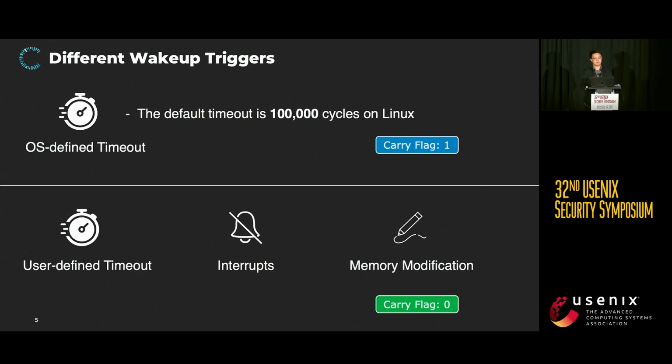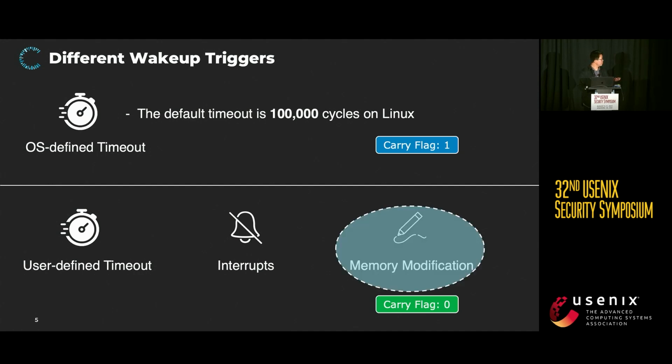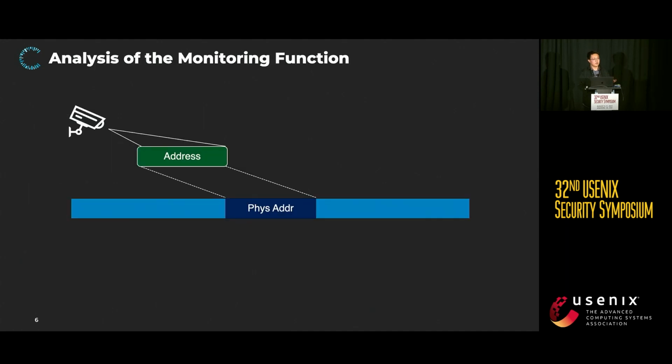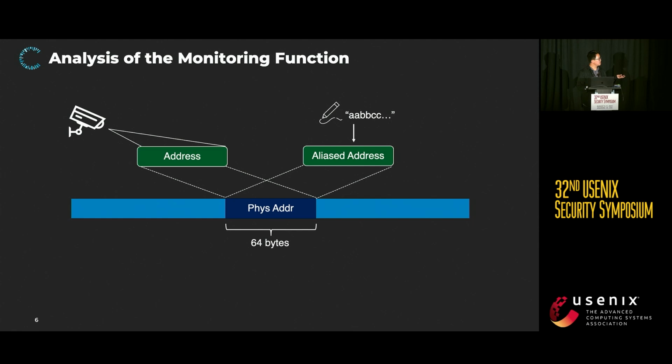Next, we further analyze the monitoring function: how does it work? Our experiment shows that not only writing directly to the monitored virtual address wakes up the CPU, we also do not observe any difference when writing to an aliased address. Next, a write to any offset within the cache line leads to a wake-up, whereas writes outside the cache line do not trigger a wake-up. Hence, we can confirm that the implementation is based on the physical cache line, and actually depends on the cache coherence state of the monitored physical cache line.